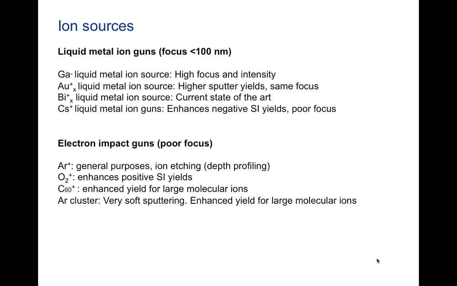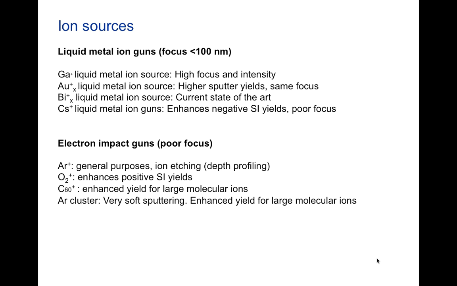And the first three are ion sources that give you different characteristics. Gallium gives you high focus and intensity. Gold gives you high sputter yields and good focus. Bismuth, for a couple of years at this point, was the state of the art. And cesium enhances the negative secondary ion yield, but has poor focus.